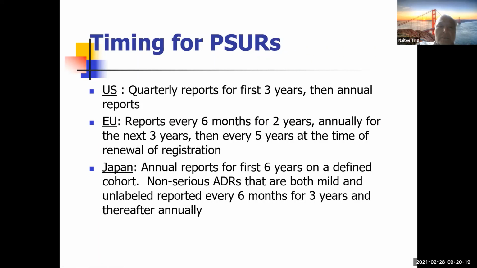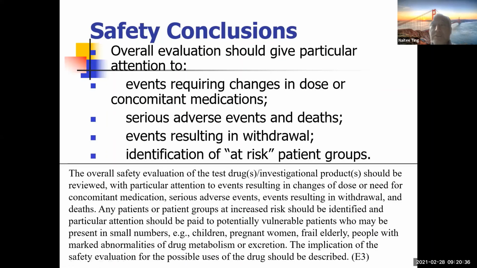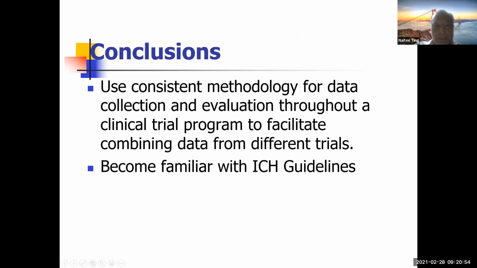So in the US, quarterly reports for the first 3 years, then annual reports. In the EU, every 6 months for the first 2 years, annually for the next 3 years, and then every 5 years. Japan also has its own schedule. So there are different requirements about PSUR. So that's pretty much what we want to talk about on safety, all right? In conclusion, the overall evaluation should give particular attention to events requiring changes in medication, SAEs, and so on and so forth. So I think that's about it.